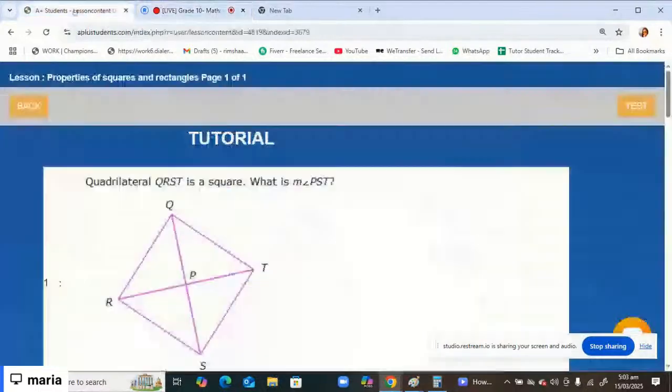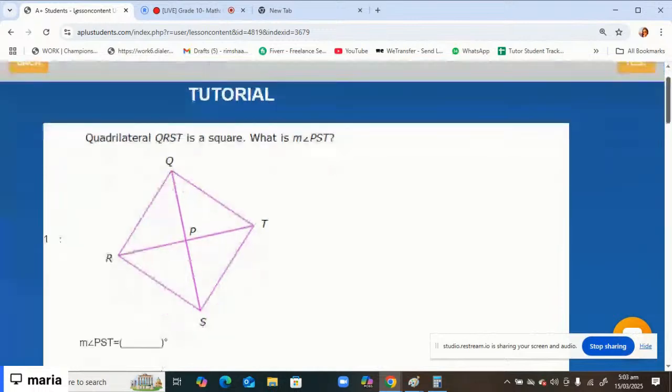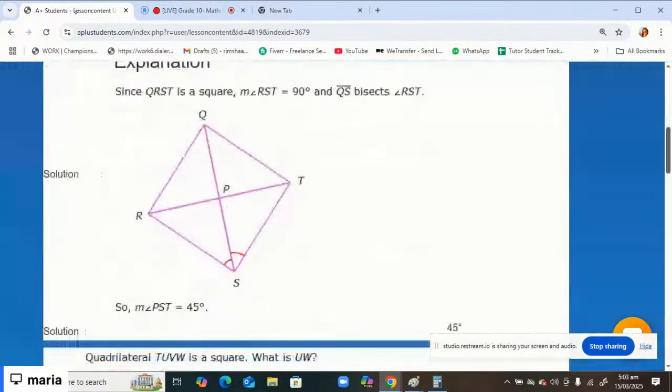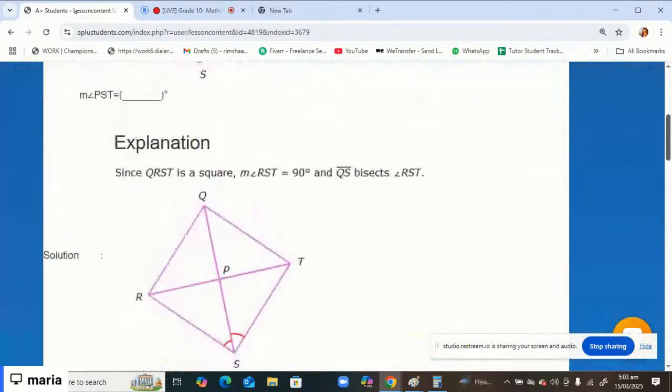Here is a quadrilateral given in the form of a square, which is Q, R, S, and T. What is the measure of angle P, S, and T? We are going to find out this angle. For this one, we need to check how much the angles are in a square.